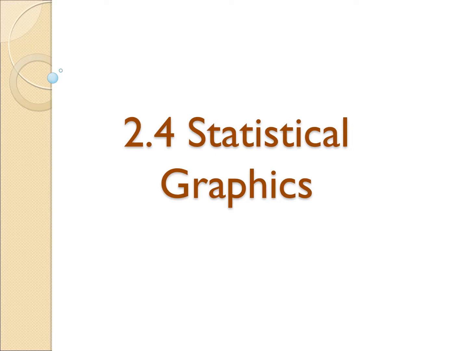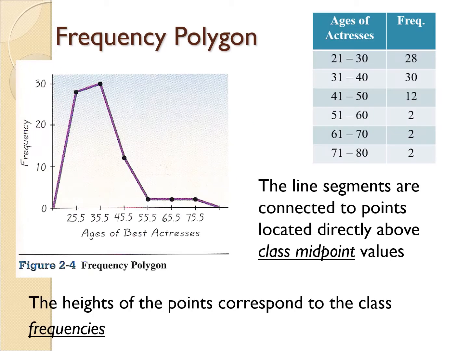Section 2.4 is going to cover some different statistical graphs beyond histograms. This first one's called a frequency polygon. Now, back in geometry, you learned about a number of different polygons, which are just different shapes. And we're going to take our frequency table and use it to make a shape within the graph. Now, it's a shape because it's a closed figure.